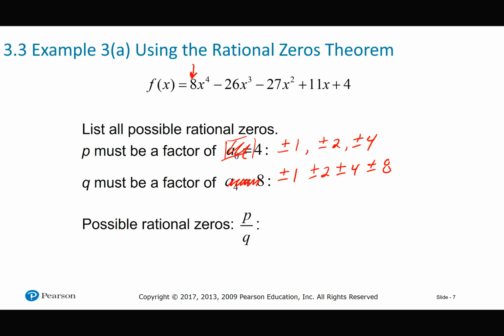So therefore, possible rational zeros or rational roots, I'm going to take P divided by Q. So that's factors of my constant divided by factors of my leading coefficient. So this is where it gets kind of tedious, because you're going to take plus minus 1 divided by 1, plus minus 1 divided by plus minus 2, 1 divided by 4, 1 divided by 8. You're going to list out all of those, and you're going to keep going. So 1 divided by 1 is just 1. 1/2, 1/4, and 1/8.